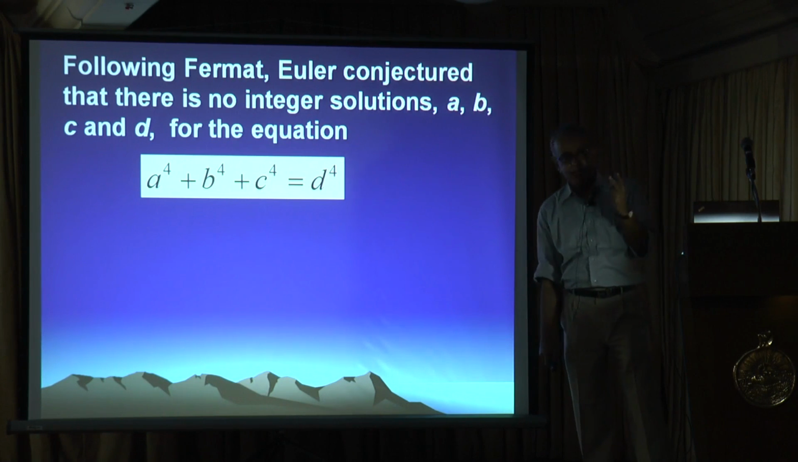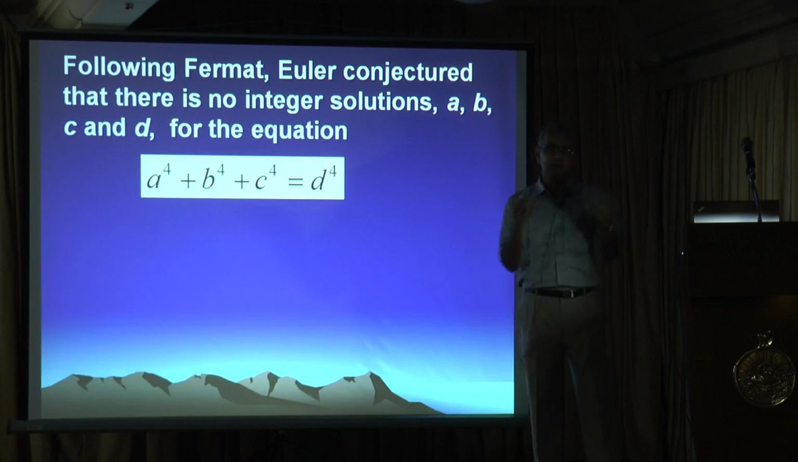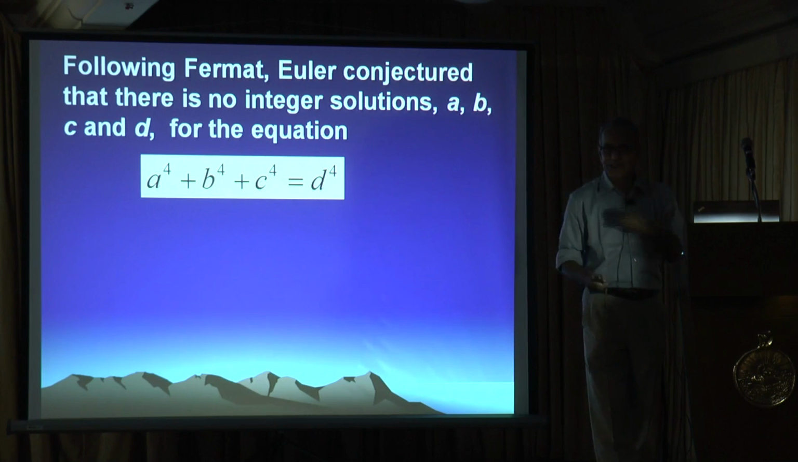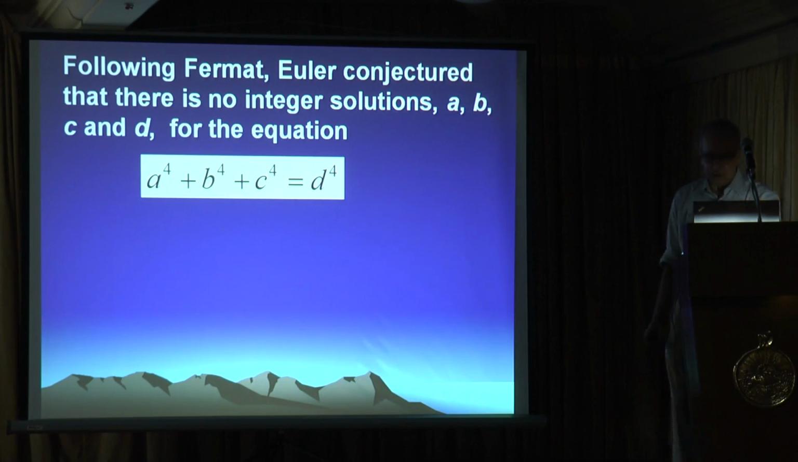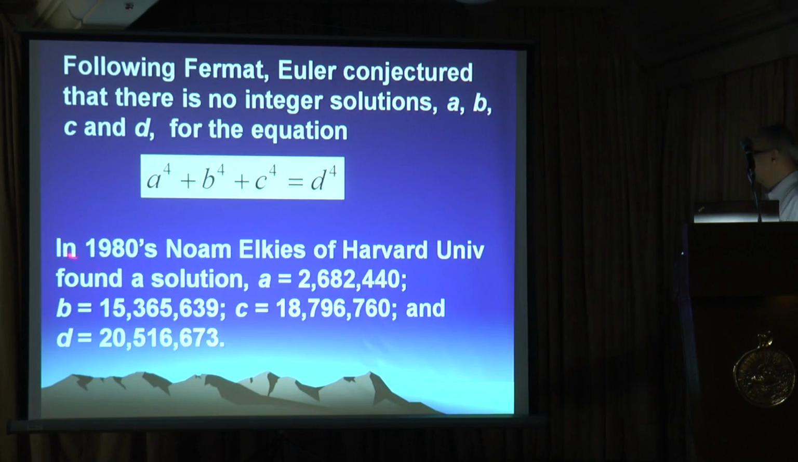In mathematics, there are 2 ways. Either you find a fault in the proof, or you produce a counter example, then you need not prove anything. One counter example is sufficient to kill however famous the theorem may be. So, after more than 200 years of Euler, Noam Elkis of Harvard University found a solution of this equation with a equal to this, b equal to this, c equal to this, and d equal to this. So Euler's conjecture is wrong.